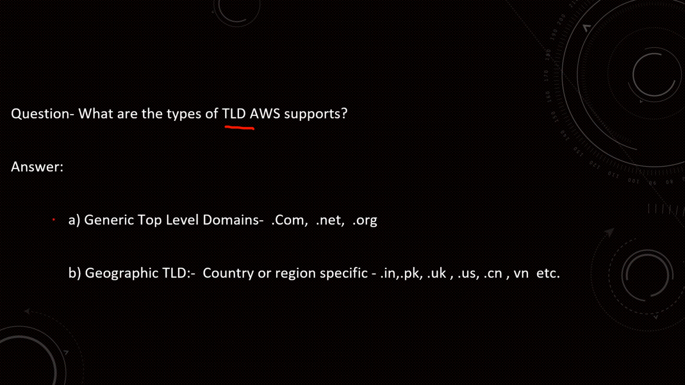So there are two kinds of domain AWS is handling. Number one is generic. Under generic, .com, .net, .org will come, and under geographic, right? Geographic means country-wise or regional-wise. For example, .in belongs to India, .pk belongs to Pakistan, right? .uk belongs to the United Kingdom. .us means America. .cn means China. .vn means Vietnam. So AWS also supports the regional-specific or country-specific.